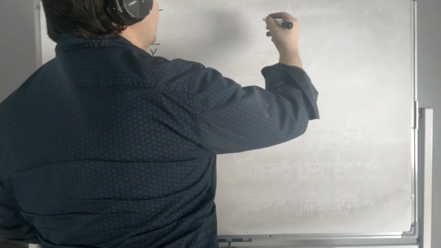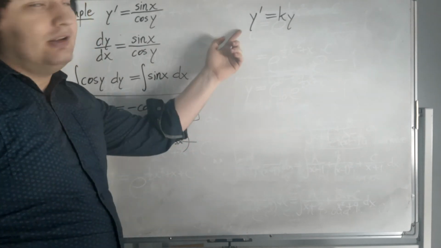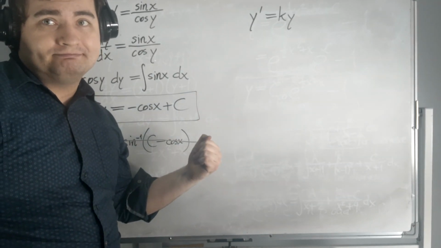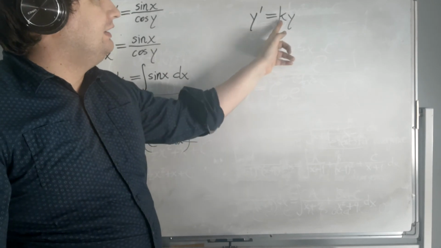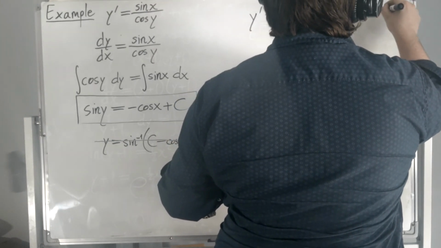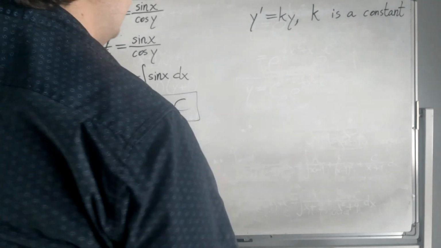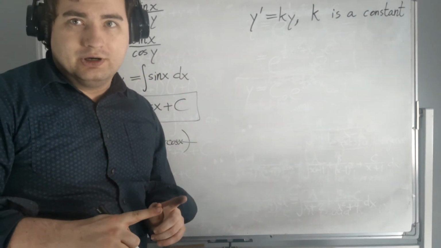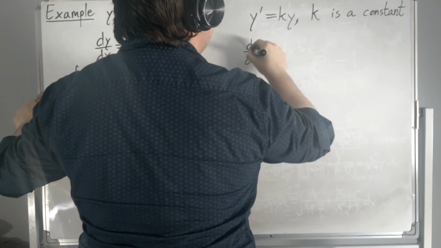So there's just one more thing to mention about separable equations. It's this thing. This is called the exponential differential equation. K is a constant. If k is positive, this is called exponential growth. And if k is negative, then this is called exponential decay. In Calculus 1, you might have seen this before. Now, though, you actually have the theory about how to solve it.